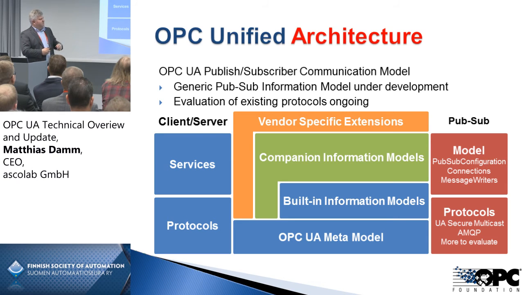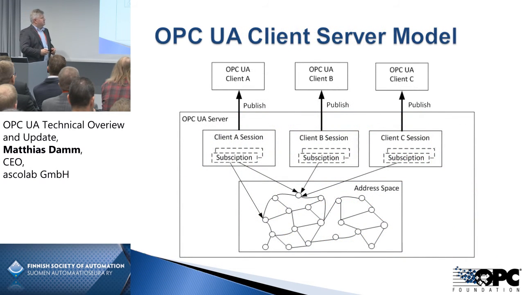So in the first step, we have UA Secure Multicast, so that's UDP-based peer-to-peer, and AMQP for cloud connectivity. But we talked already in the break about other options, so that can be extended with additional protocols.